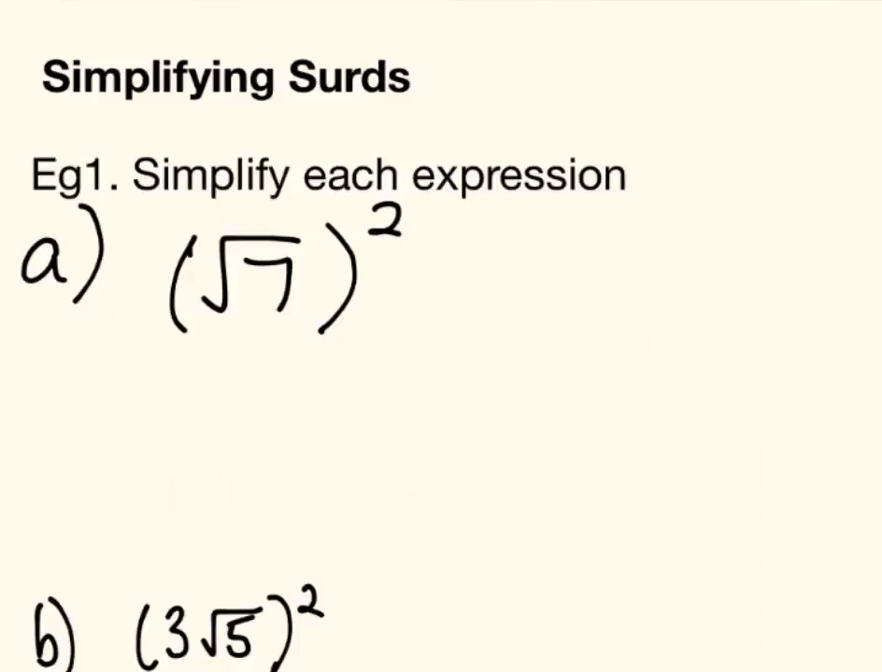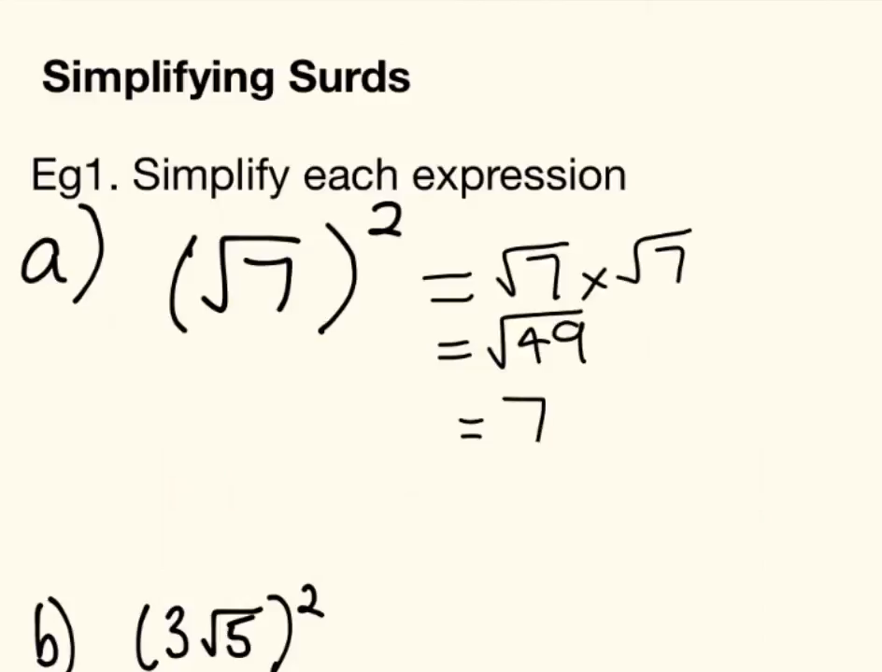Today we're going to look at simplifying surds, and we're just going to start straight away. So example 1, simplify each expression. Square root of 7 squared. We know that that's equal to square root 7 times square root 7. When we square any number, we're multiplying it by itself. 7 times 7 is 49.